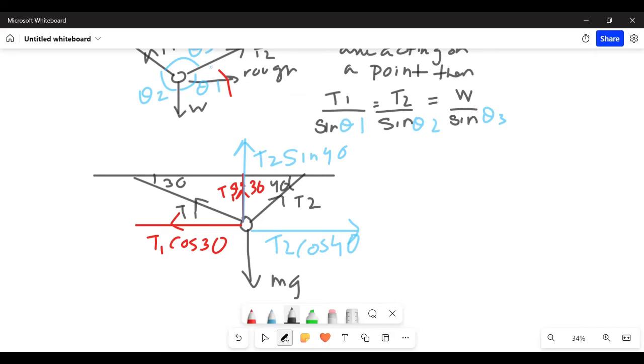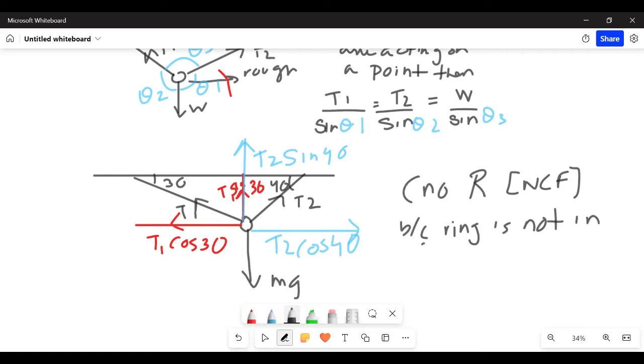There isn't going to be any normal contact force now because there's no contact with the surface. The ring is levitating in the air. So there's going to be no R, which is the normal contact force, because the ring is not in contact with any surface.